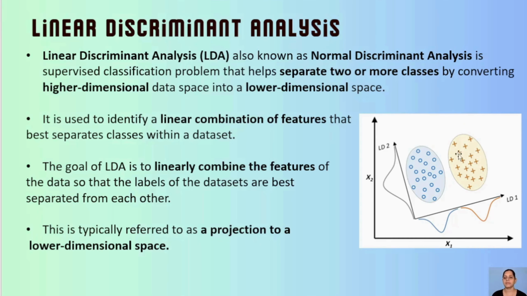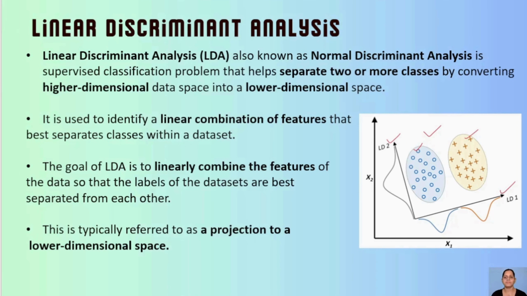Here is one example I have shown in this image. We have two different classes, one is a circle and another is a plus. It is created in 2D form, where LD1 is one axis and LD2 is another axis. You can see how nicely it has separated these classes. This is in the case of binary classes. If you have multi-class as well, it can handle that really nicely.